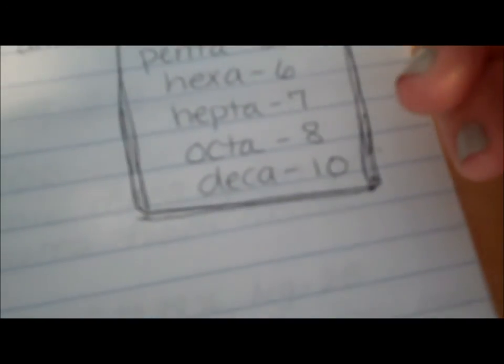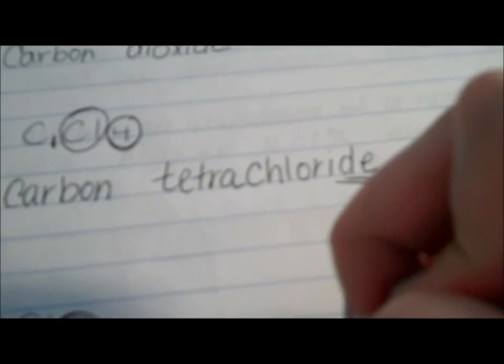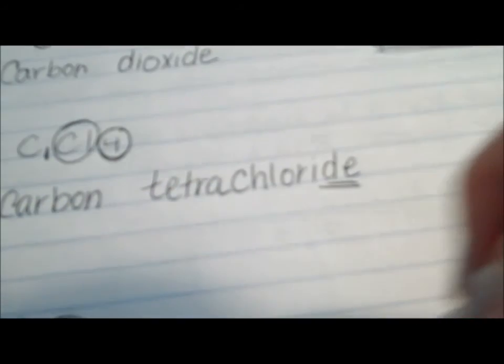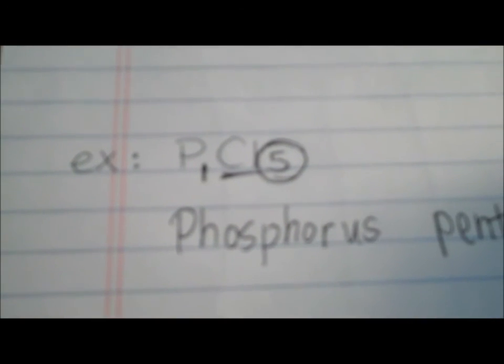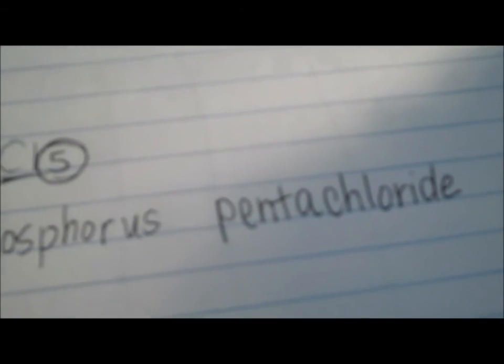So we'll go back to our chart. And penta is our 5. So phosphorus, penta. Chlorine goes to chloride. So our last example is phosphorus pentachloride.